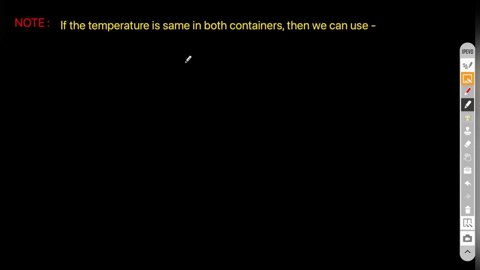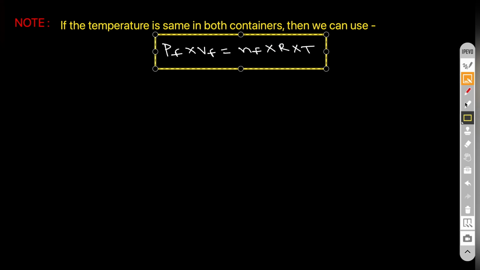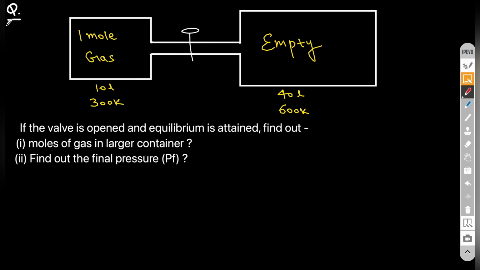So now we'll write an important note. If temperature is the same in both the containers, then we can directly use this equation, which is final pressure multiplied by final volume is equal to final moles multiplied by RT. Since temperature is the same, you can verify by solving the previous problem. Now moving on, here is an interesting problem.